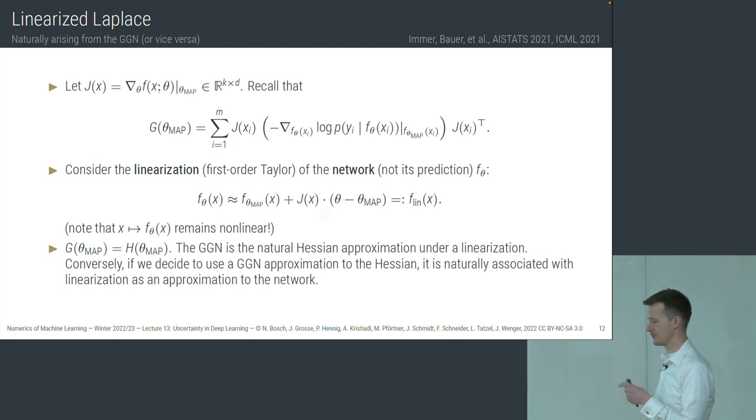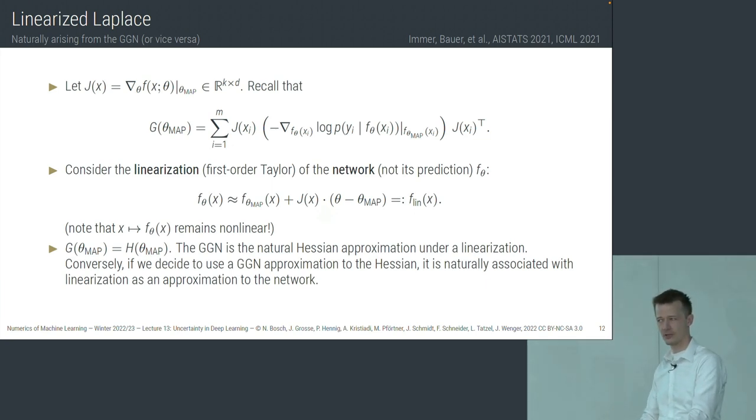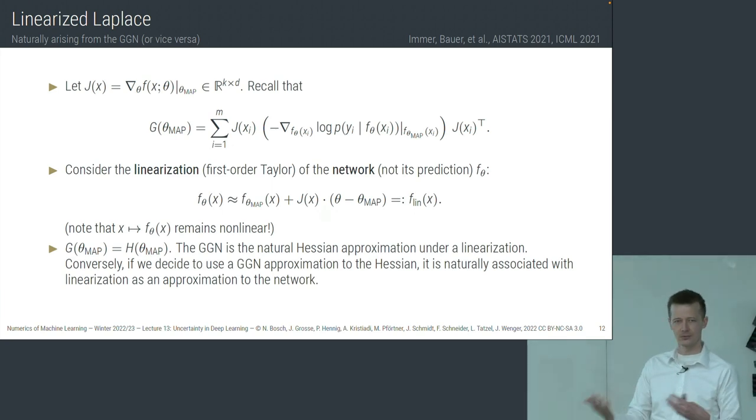It's maybe something you have to think about for two or three minutes, but yeah. So this is simultaneously an argument for linearization and for the GGN. So either you could say, I like a linear representation of the network, and then the GGN is the natural representation of curvature because it's the Hessian associated with this approximation. Or you could say, I want to use the GGN because it's nice and positive definite, and then you're kind of compelled to use this linearization because it matches this curvature estimate.